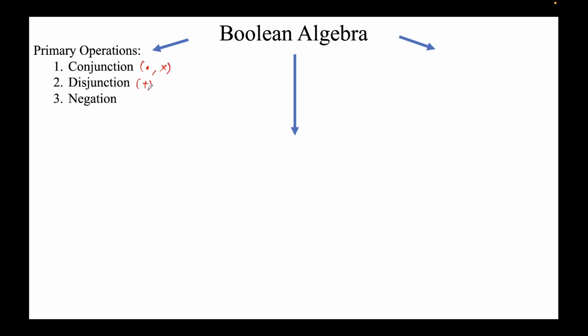Negation means that whatever the input is, it will be inverted. If the input is high, the output will be low, and vice versa. This is often denoted by a bar, the bar symbol. And the values that we use here are zeros and ones.